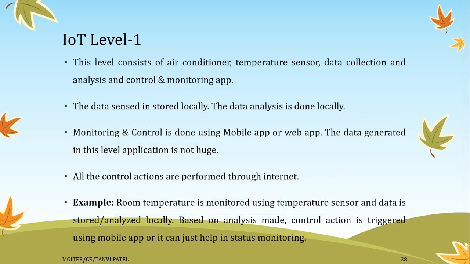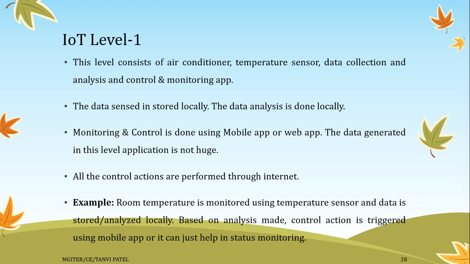The IoT first level consists of the air conditioner, temperature sensors, data collection and analysis, and a controlling and monitoring app. The data sensed is stored locally. The data analysis is done locally. Monitoring and control is done using a mobile app or web application.